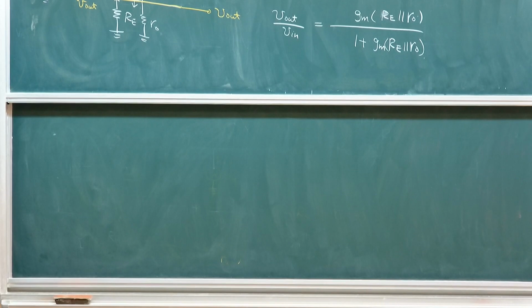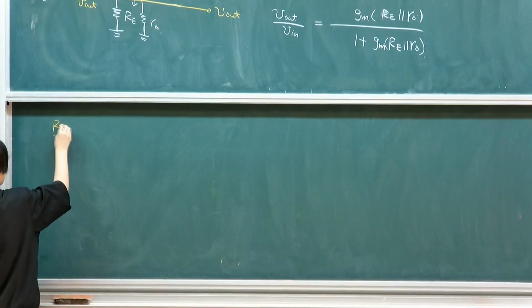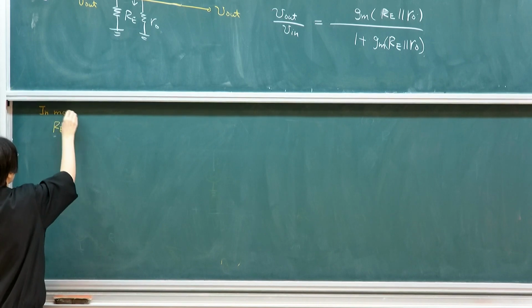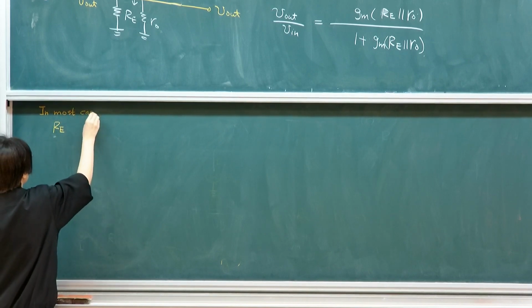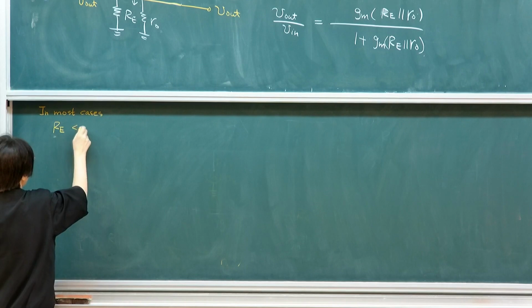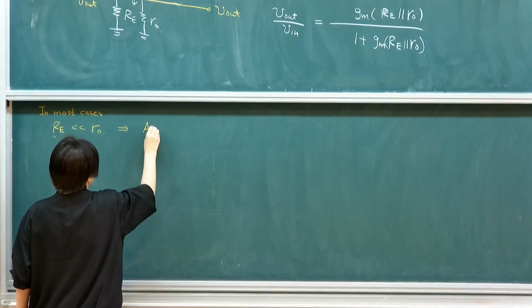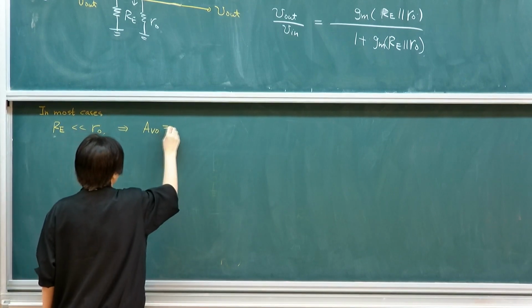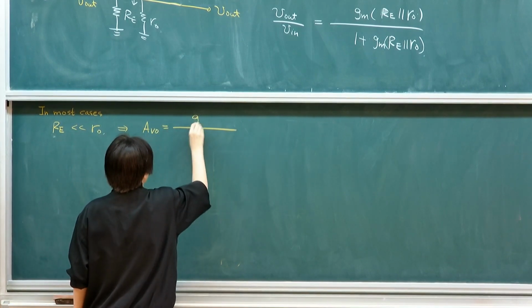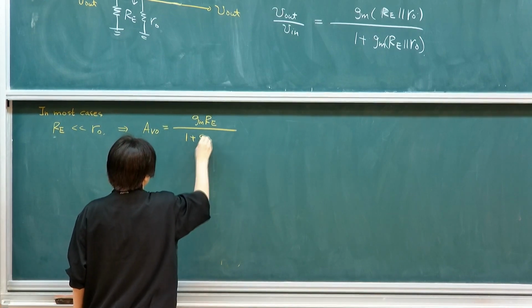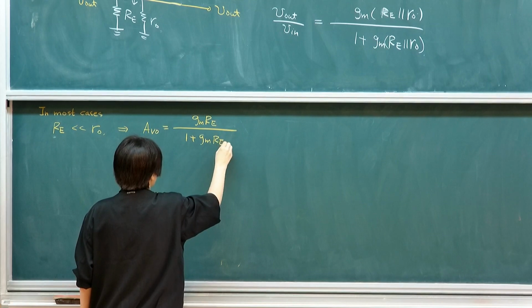So in most cases, as I said, the emitter resistance is typically fairly small. In this type of design, in most cases, your RE will be much, much smaller than RO. Therefore, the voltage gain will then be GmRE over 1 plus GmRE. Okay?